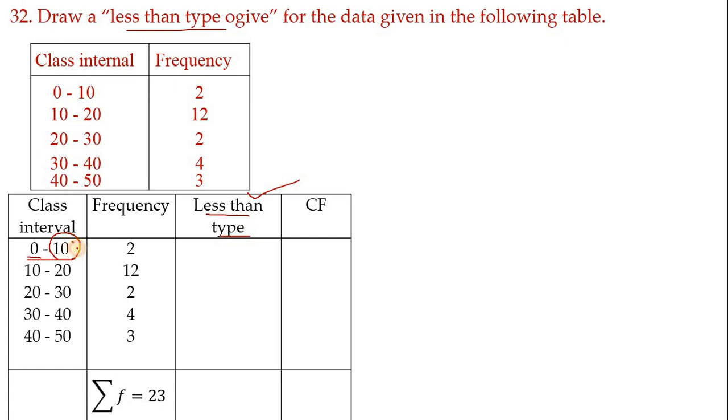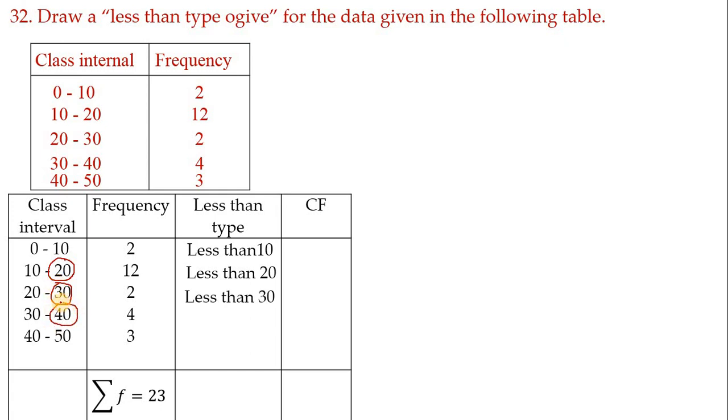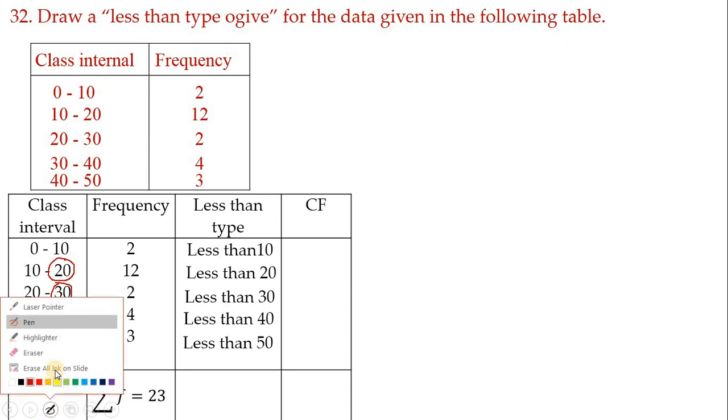Here the highest limit is 10, hence here you have to write less than 10. If it is more than type, you have to concentrate on the lower limit, and you have to write it as more than 0. Like that you have to write. You are preparing less than type, hence you have to concentrate on the highest limit. So in the second class interval, the highest limit is 20, hence write it as less than 20. Here the highest limit is 30, write it as less than 30. Here the highest limit is 40, write it as less than 40. Here the highest limit is 50, write less than 50. This is the way of preparing less than type.